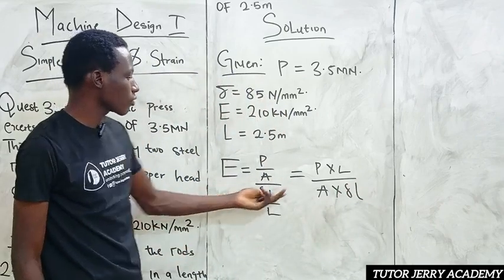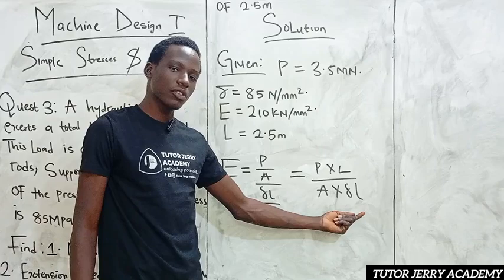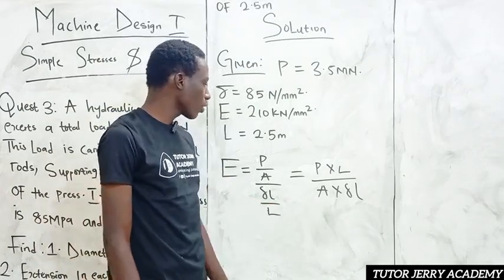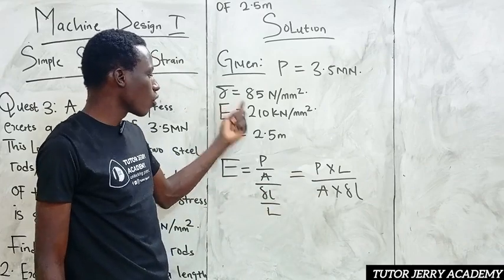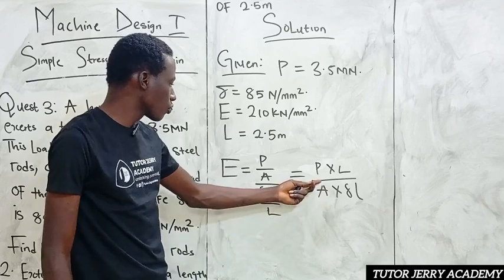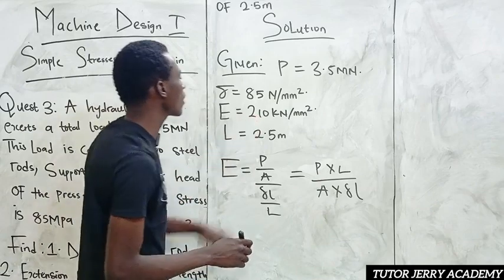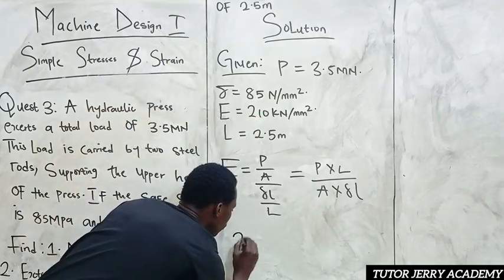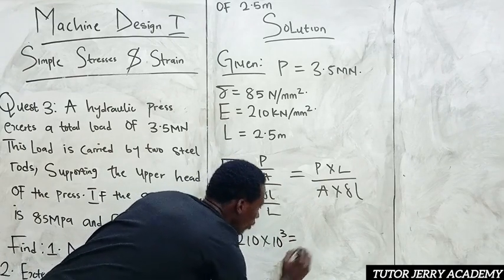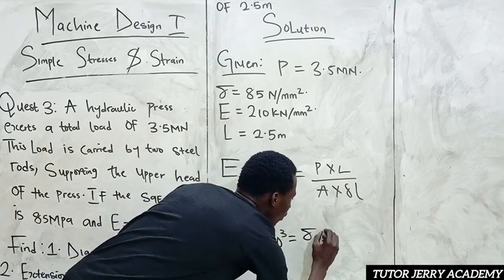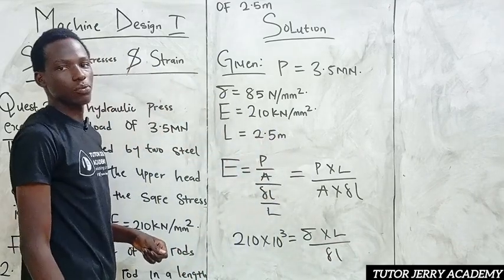So our Young modulus is equal to force multiplied by length all over area multiplied by change in length. But we know that force all over area is equal to sigma. So instead of force over area, we can just use sigma here. So if we do that, our E, which is 210 kilonewton, which is nothing but 10 to the power of 3, will be equal to sigma multiplied by L all over delta L. So this is what we have.